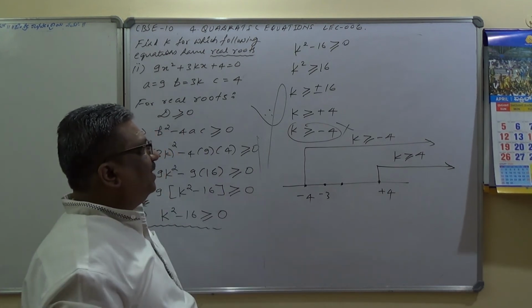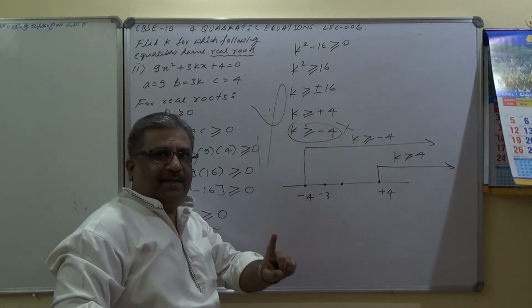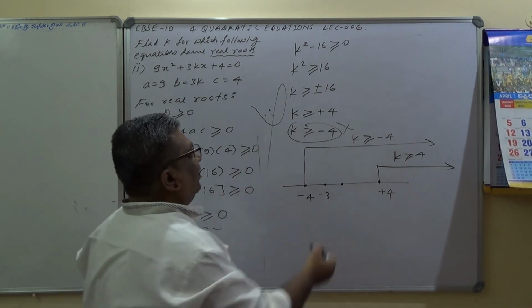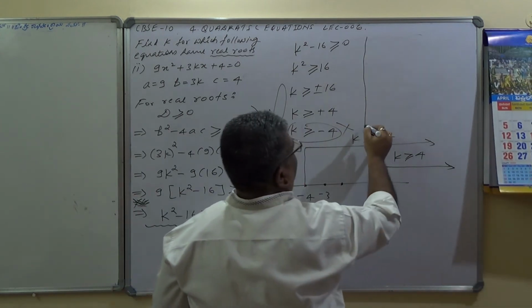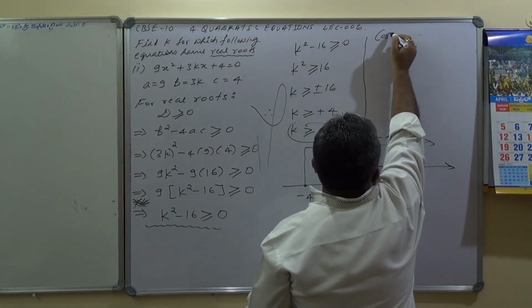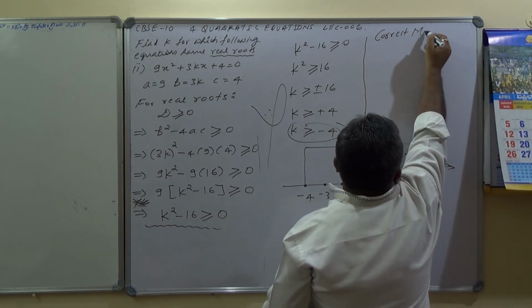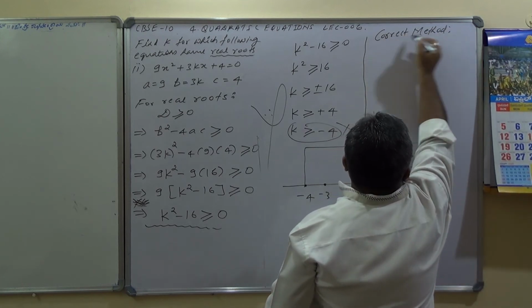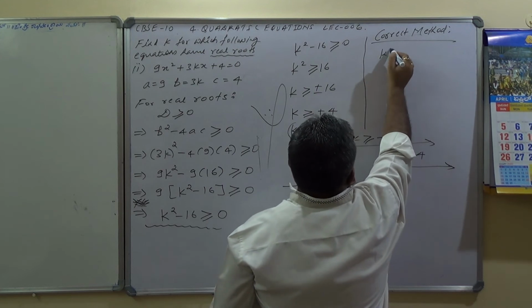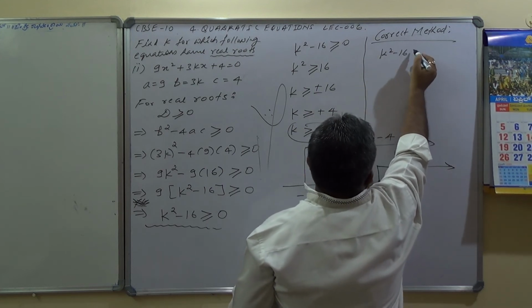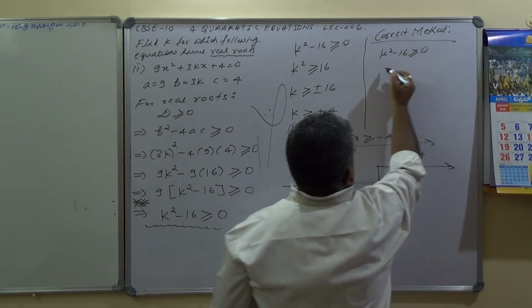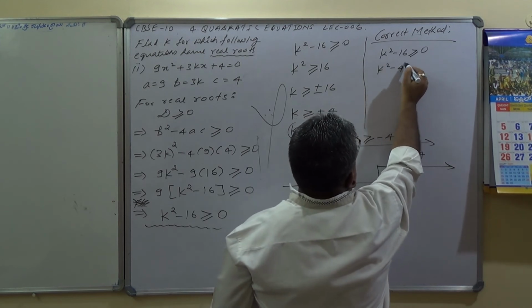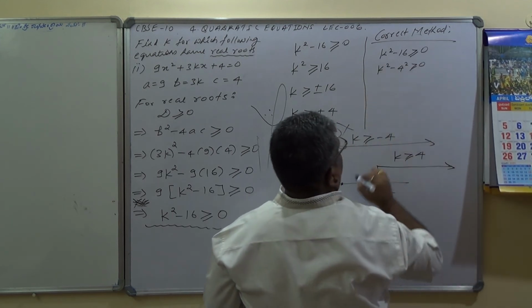So what is the correct method? I'll keep this as it is for comparison purposes. Now I will solve by the correct method. Listen very carefully. Correct method. K square minus 16 should be greater than or equal to 0. K square minus 4 square should be greater than or equal to 0.